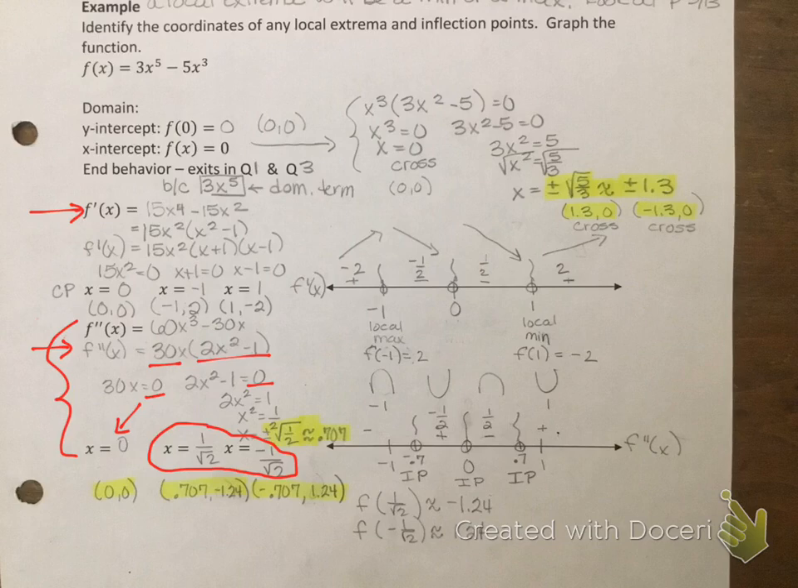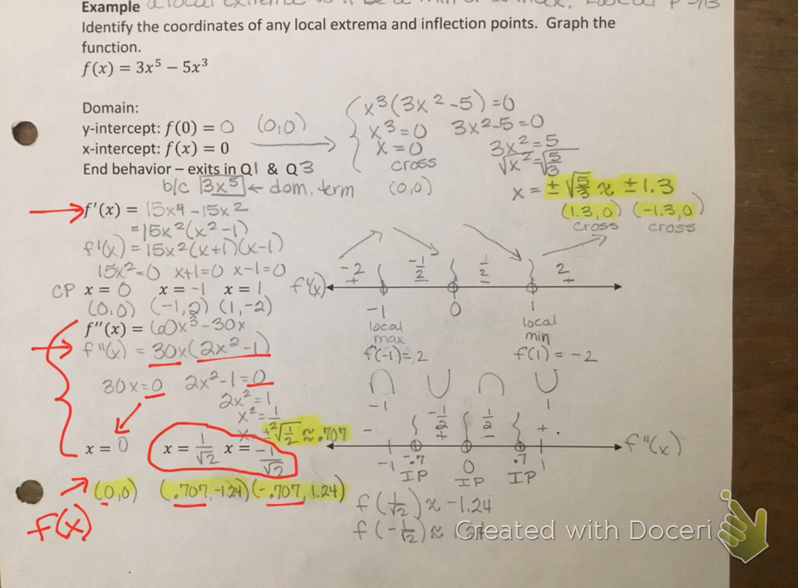So I found these by again plugging into my original function, plugging these values in. For the decimals, I use the original form, the non-decimal form.